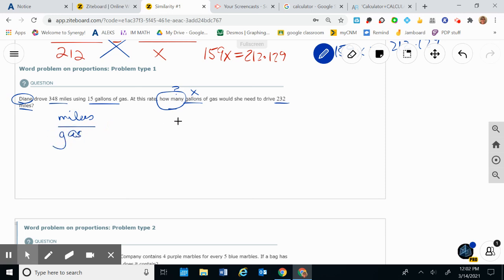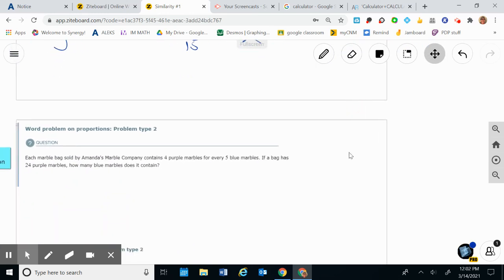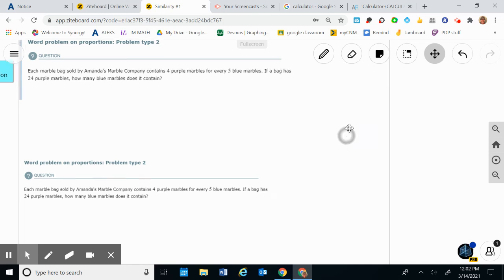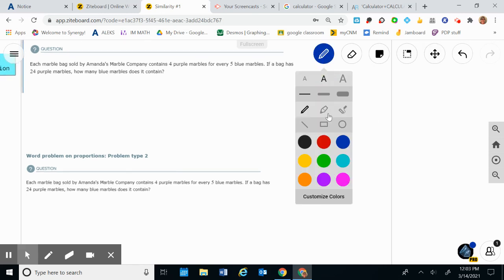So we have 348 to 15 is equal to miles to gas, 232 to X. And then you just simply cross multiply to solve. This actually can be written a couple different ways, but in effort not to confuse you, I won't do that. It's easiest this way, in my humble opinion.